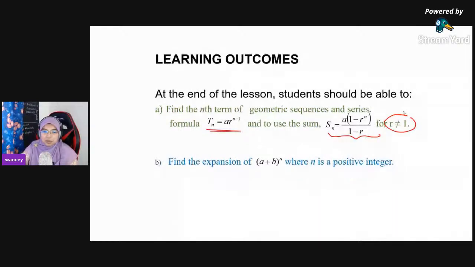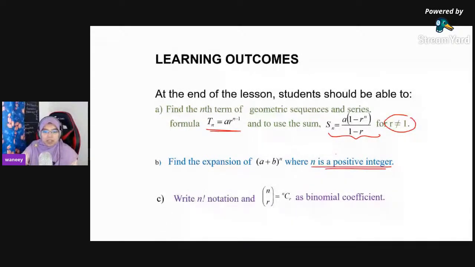Okay, and then the second one about binomial expansion. So find the expansion of (a + b)^n, where n is a positive integer. So today our focus is only when n is a positive integer. So tomorrow night it will be what happens if n is not a positive integer or when n is a fraction.